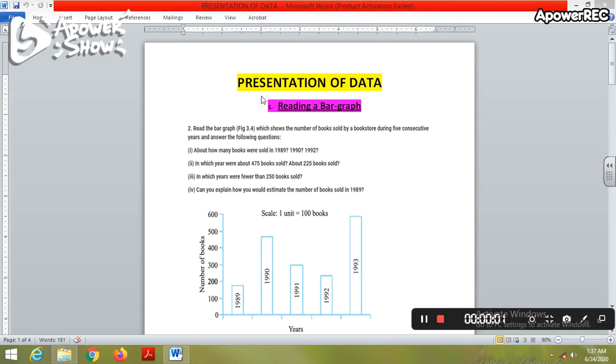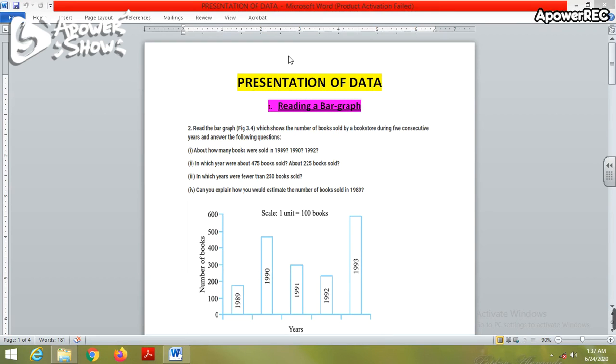In this session we are going to learn about the presentation of data. Presentation of data is the third step of data handling. So after organization of our data in a tabular form, we have to present it. So we are going to divide this whole session in two parts.